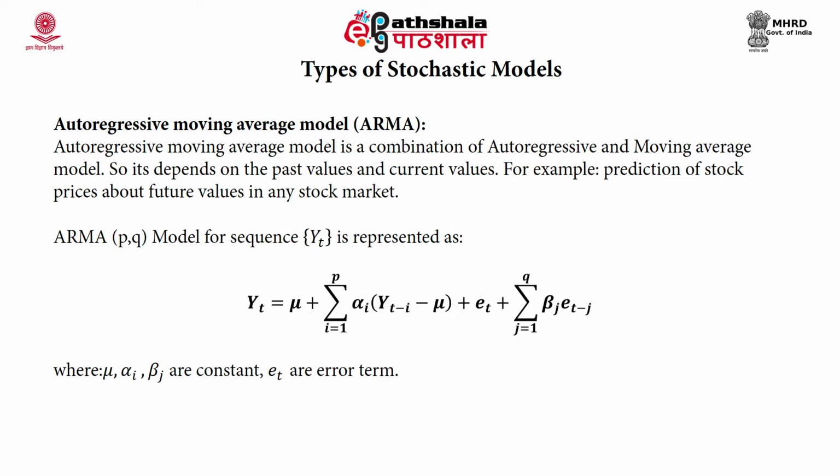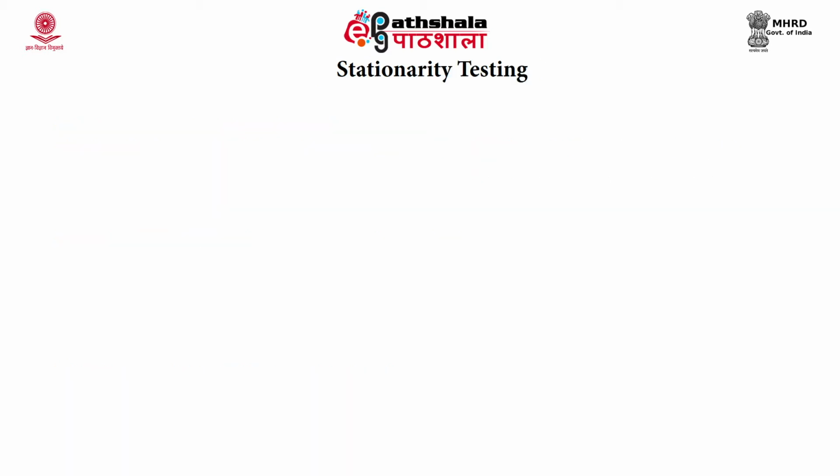which is equal to y_t = mu + summation over i of alpha_i y_(t-i) - mu + e_t + summation over j, where j varies from 1 to q, of beta_j e_(t-j), where mu, alpha_i, beta_j are constants and e_t is an error term.